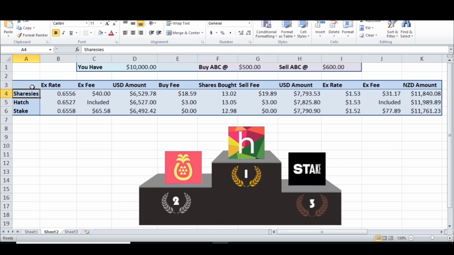Or you can do what I do and use all 3 platforms and gain the advantage of all 3. For example, I'm very active on Stake, buying and selling a lot of companies, and I buy and hold my favorite companies with Hedge. And Sharesies is new, but I probably use them for the speed at which they convert money. So let's talk about that.